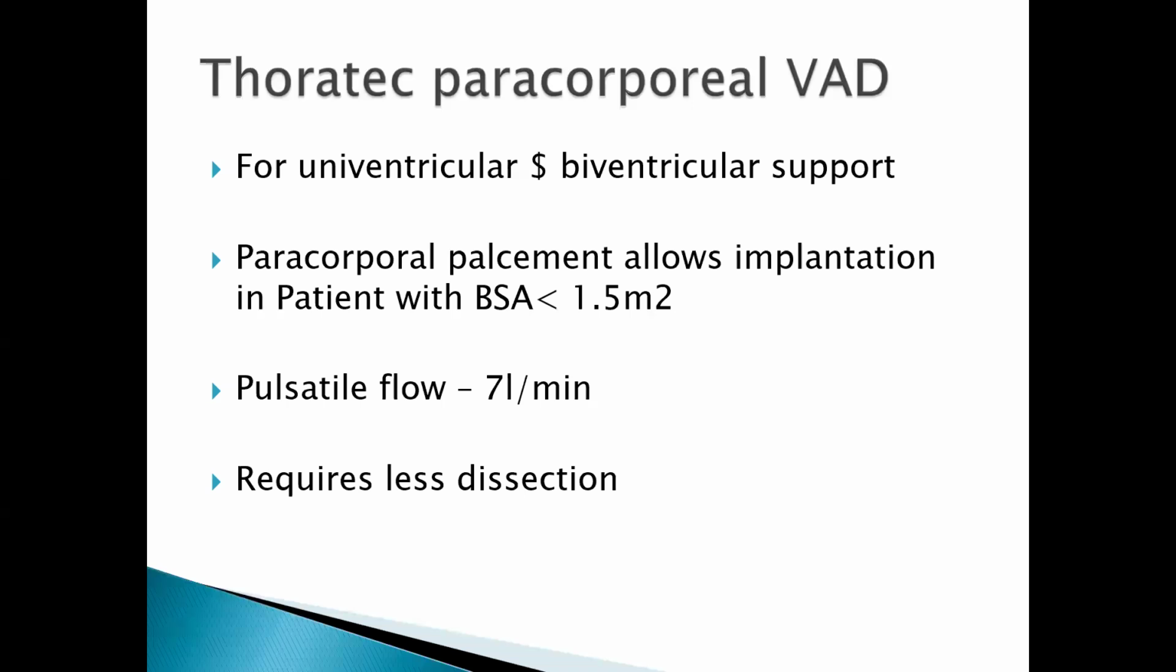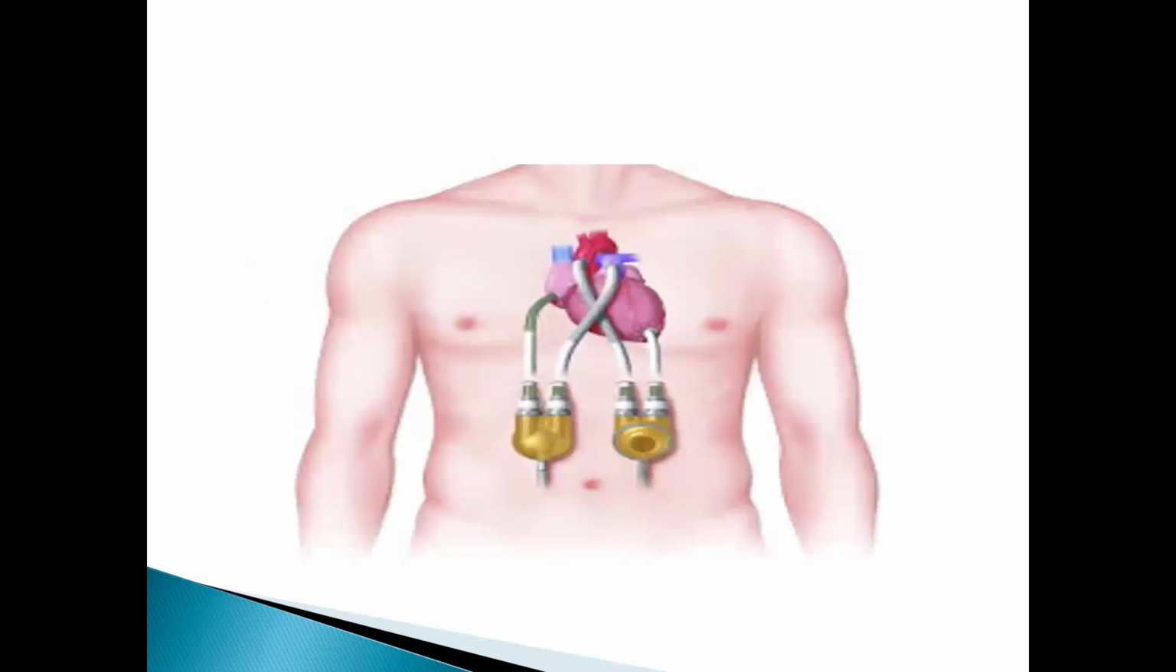And the Thoratec paracorporeal VAD, which is also one of the first generation, can be used for univentricular or biventricular support. So it can be used for left, right, or both ventricular support, and it's used through a paracorporeal placement, which allows implantation in patients who have a smaller body surface area. So patients with a smaller body surface area can benefit from this Thoratec paracorporeal ventricular assist device. The pulsatile flow is about 7 liters per minute, and it requires less dissection, so it does not need much opening of the skin to insert this machine. And that's what the Thoratec paracorporeal looks like.